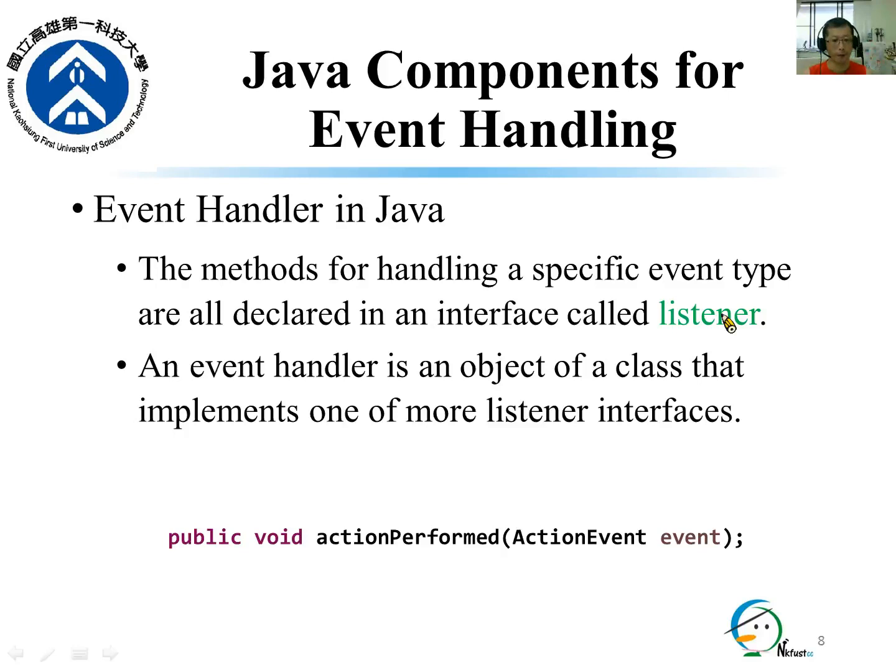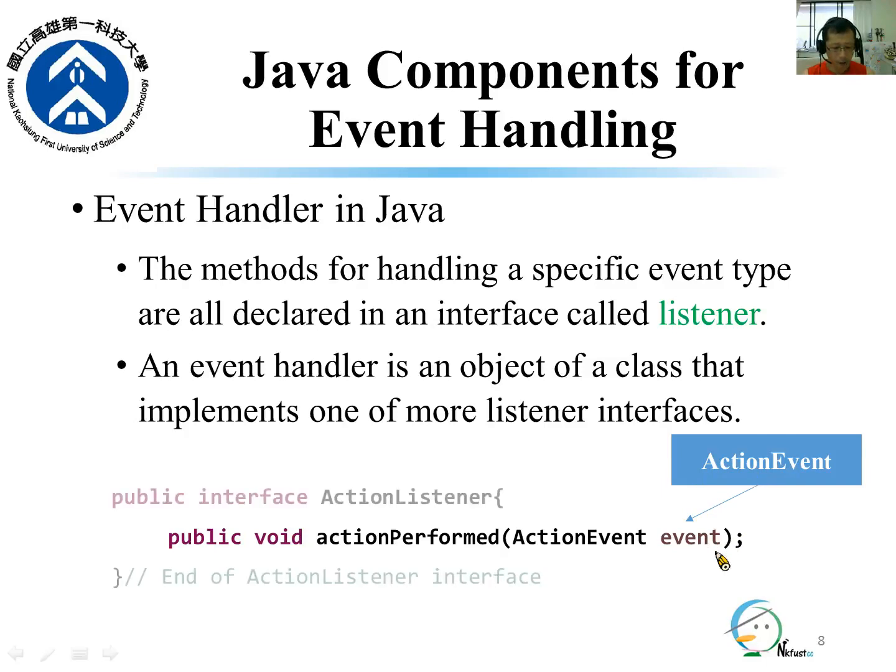In response to an event, Java declares all methods for handling a specific event type in an interface called the listener. So, in Java, an event handler is thus an object of a class that implements the corresponding listener interface. For example, Java names the method for handling the action event as actionPerformed, which takes the action event as its parameter.